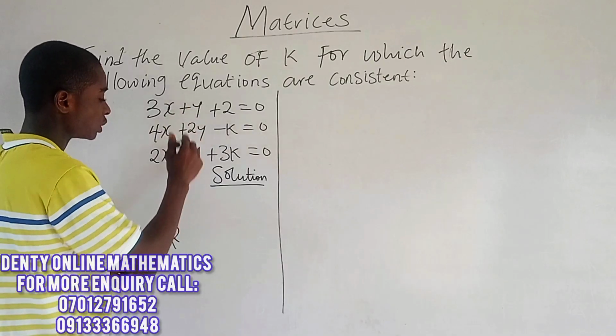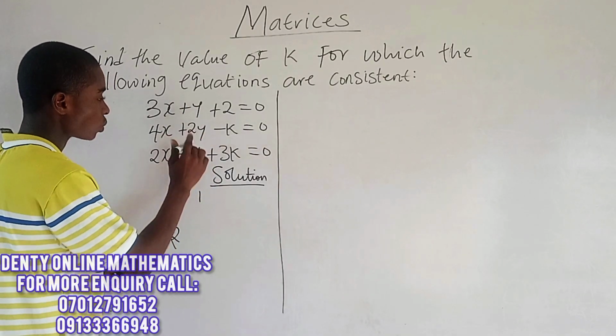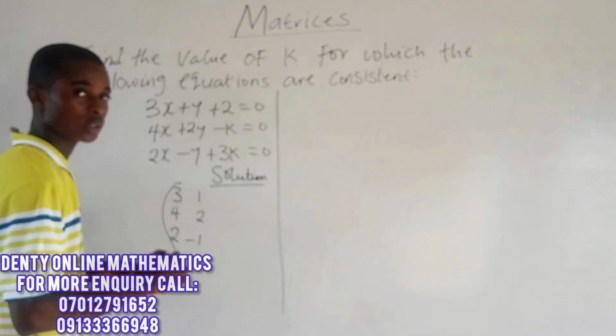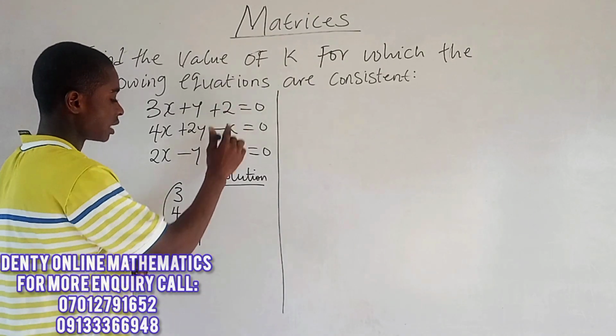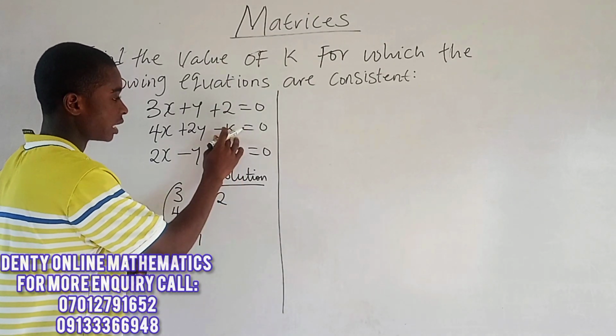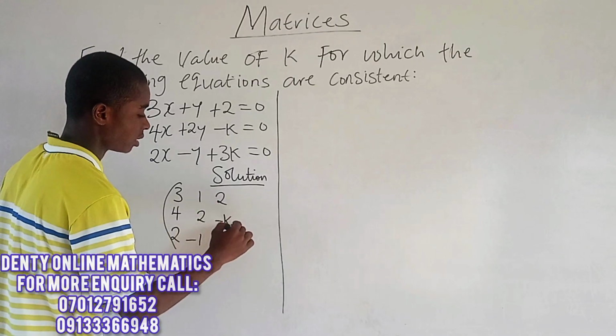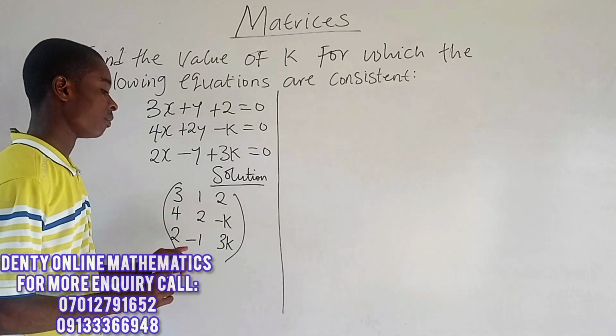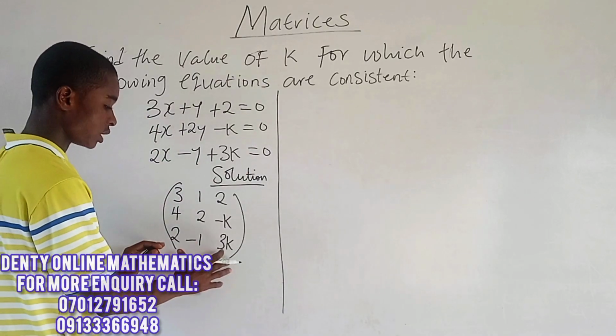Now, y, what's attached to y here? 1. Here is what? 2. Here is what? Minus 1. This other side is minus k, and then here is 3k. I've been able to represent this equation in matrix format.